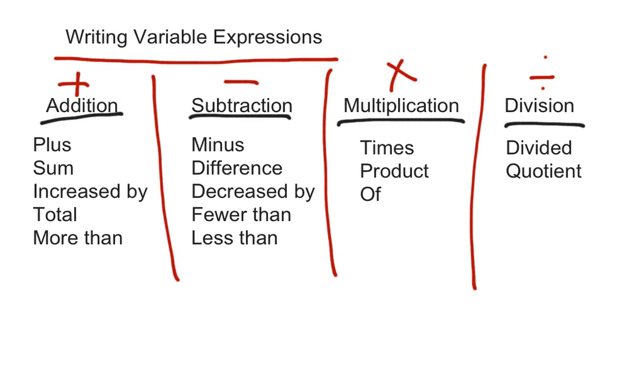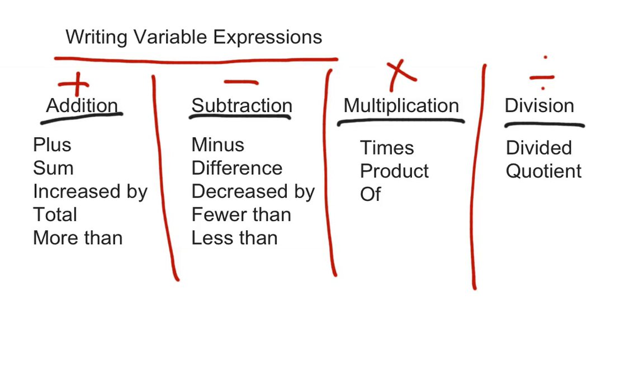Addition: plus, sum means that you're adding 2 things. Increased by, total, and more than. Subtraction: minus, of course. The difference is a keyword that means subtraction. Decreased by, fewer than, less than. Multiplication keywords are going to be times. Product, the product means multiplication.